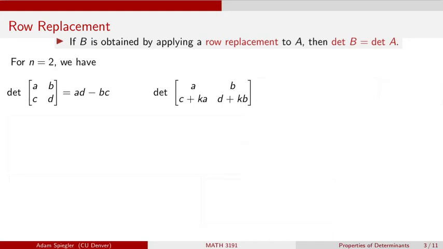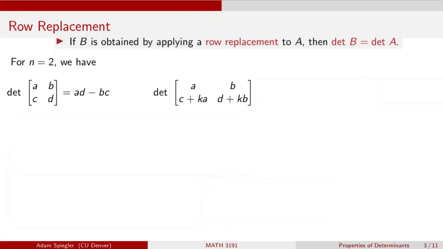Okay, welcome everyone. So far we've been taking a look at what effect, if any, applying an elementary row operation to a matrix has on the determinant of the resulting matrix. We've seen that a scaling operation scales the determinant, and an interchange of two rows changes the sign of the determinant.